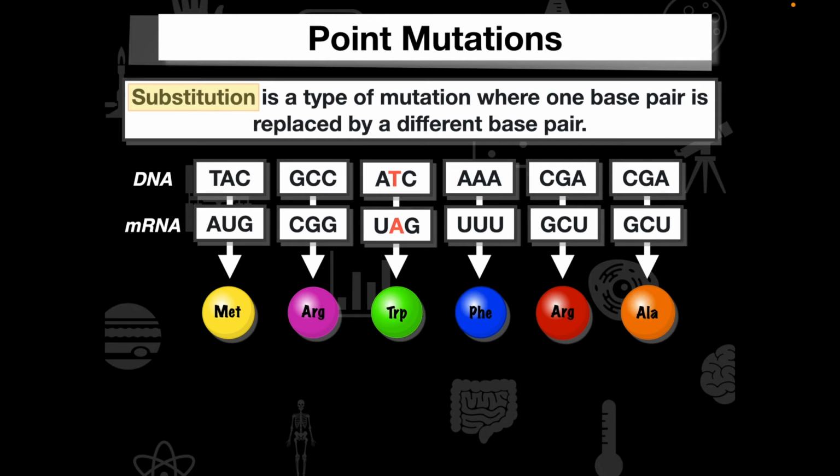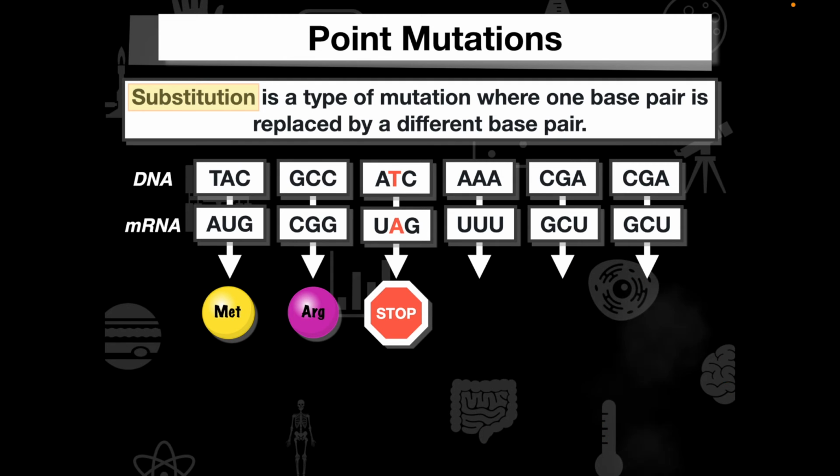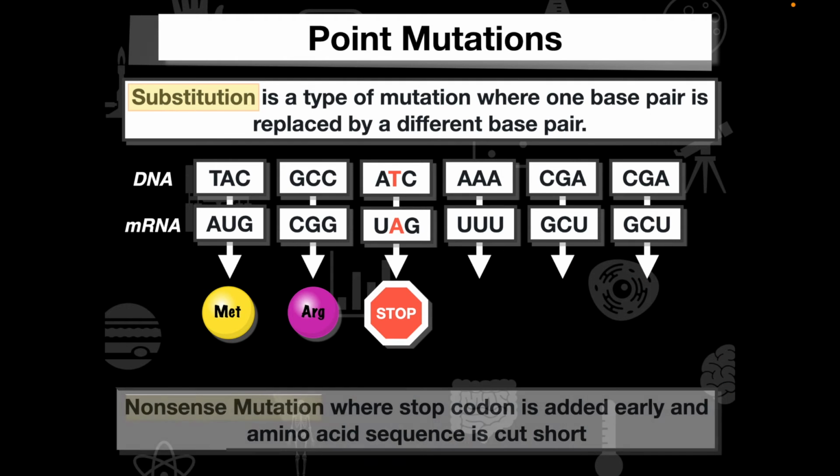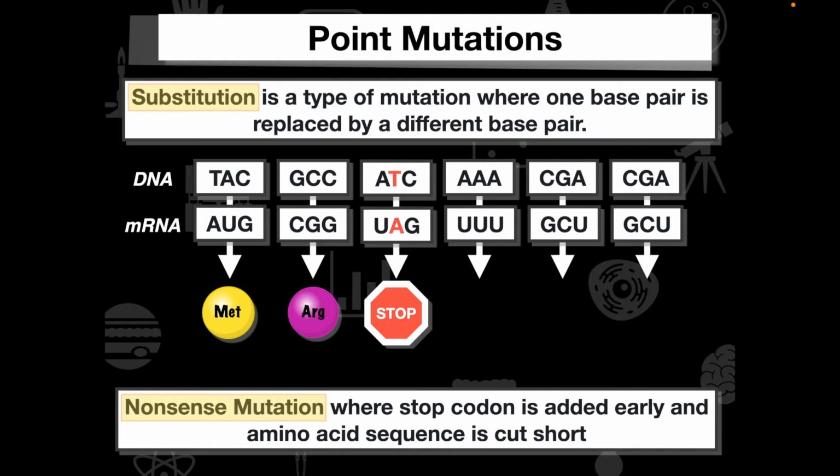So we went from our original sequence of ACC to ATC. And what occurs is when this new mRNA sequence AUG is added, it's going to add a stop codon that cuts the amino acid sequence short. When the amino acid sequence is cut short, we call this a nonsense mutation. And this is where a stop codon is added early and the amino acid sequence is cut short.